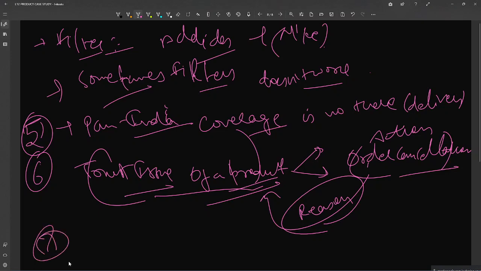What can be the other point? Sometimes there are also fake reviews, so we can't authenticate whether the person who has given the review is authentic or not. Sorry, can you please repeat it? Review ratings is a point we have discussed, right? So it will come under the same point only.